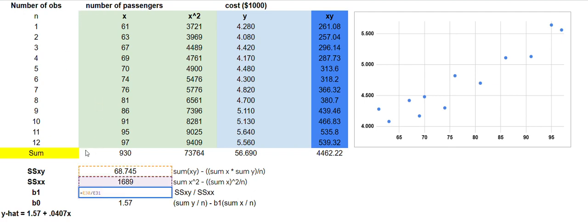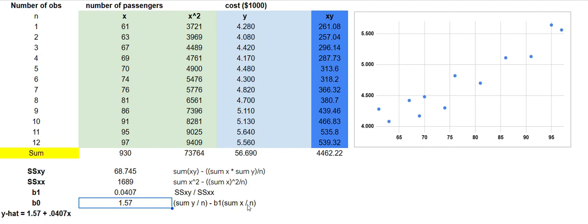We simply divide the SSXY by the SSXX to get the B1, and we get 0.0407. And remember, the numbers are in thousands, so this is $40.70. Then for the B0, the equation is the sum of y divided by n minus B1 multiplied by the sum of x divided by n.